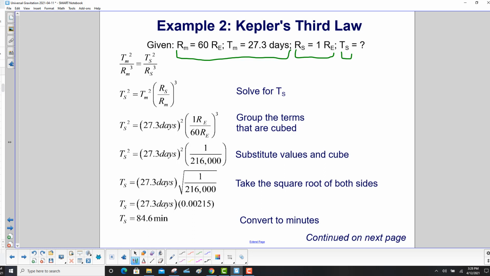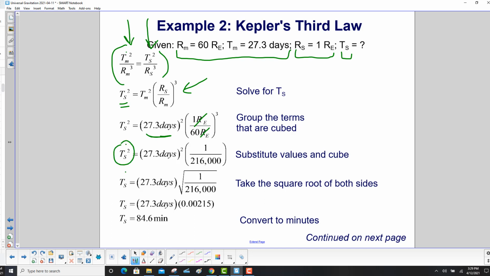So if that's the case, the distance from the center of the Earth is just one Earth radius. We set up Kepler here. Here's the Moon's information. Here's our satellite's information. We solve for the period of the satellite, and we group the cube terms over here, and then we substitute in our variables. We have the period of the Moon is 27.3 days, and that's squared. And then we have 1 Earth radius over 60 Earth radii, and we need to cube that. Well, we cancel out the Earth's radius. We get 1 over 216,000. So our period now is squared.